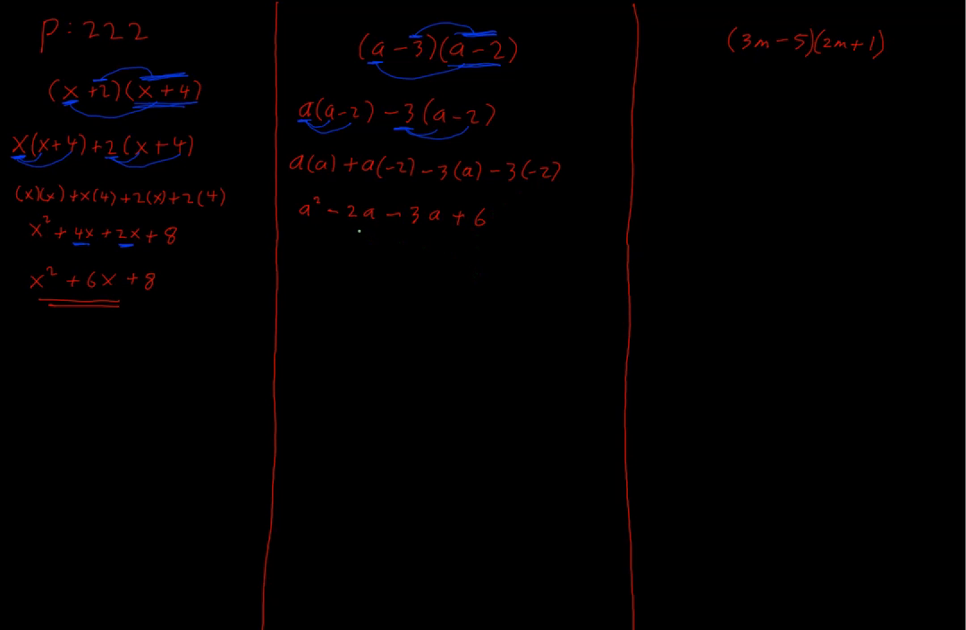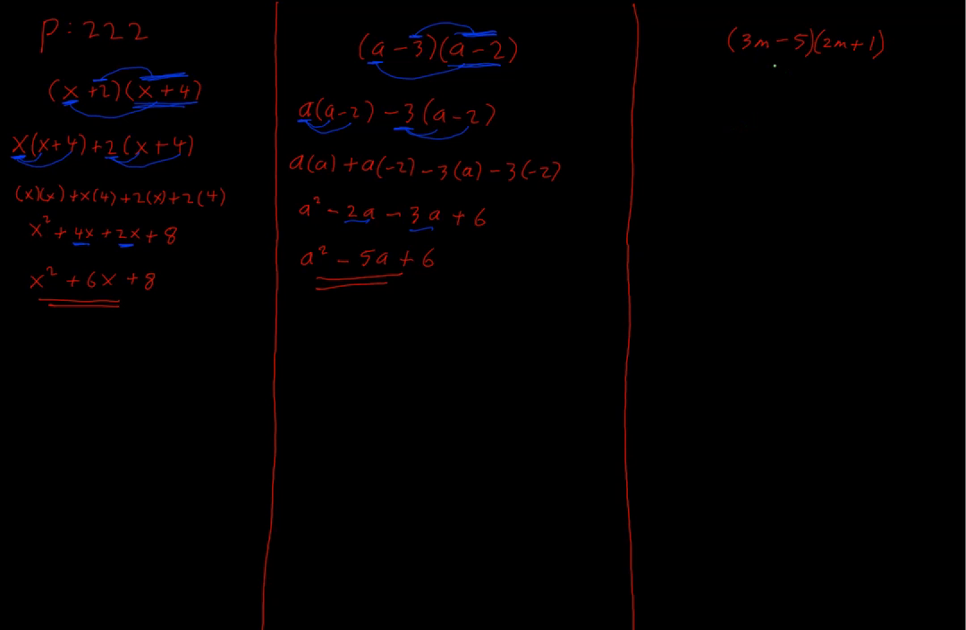And again I can see I have like terms. I have minus 2a, minus 3a. So let's add up our like terms. A squared minus 2 minus 3. So the minus means I'm going to get smaller, so I'm going to end up down at minus 5a plus 6. And this is as far as I can go because again these are now dissimilar terms, a squared, a, and pure number, so that's as far as I can go.